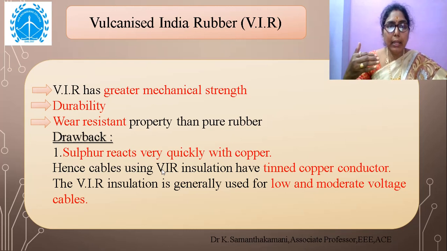If you compare the properties of VIR with pure rubber, you can see there is greater mechanical strength, durability increases, and it is more wear resistant than pure rubber. But there is one drawback with VIR: sulfur reacts very quickly with copper. If you use pure copper or pure aluminum as a conductor, it reacts with the sulfur in the VIR. So in order to avoid that, we must use tinned copper or tinned aluminum as a conductor. Coming to the application, VIR can be used for low and moderate voltage cables.